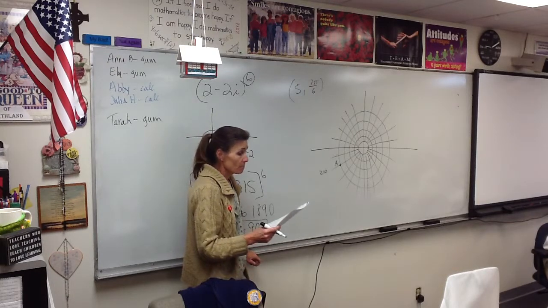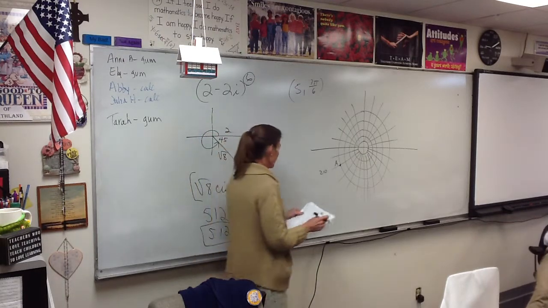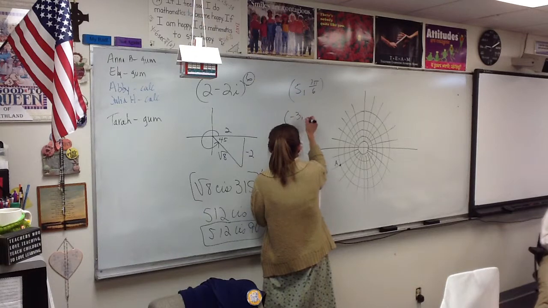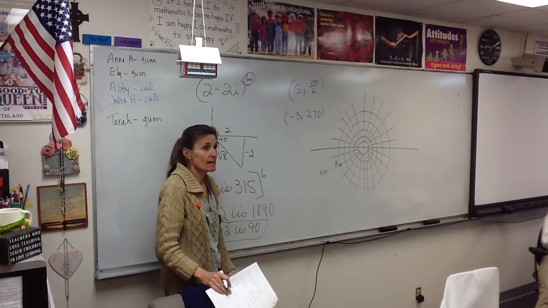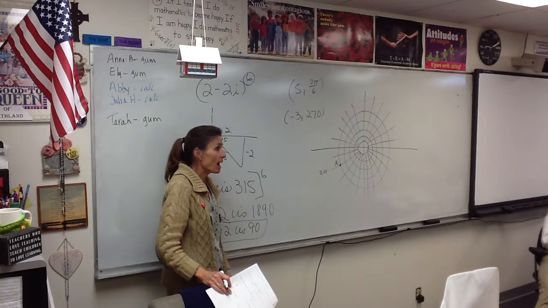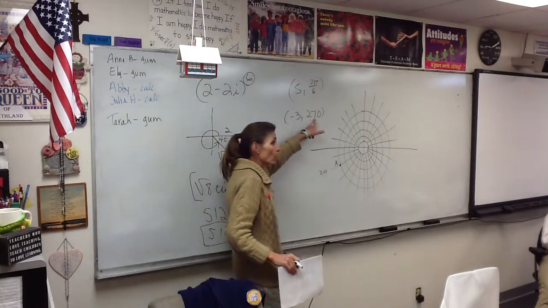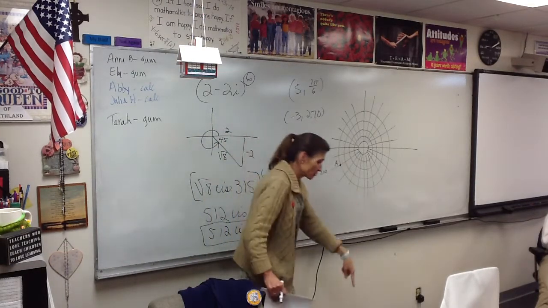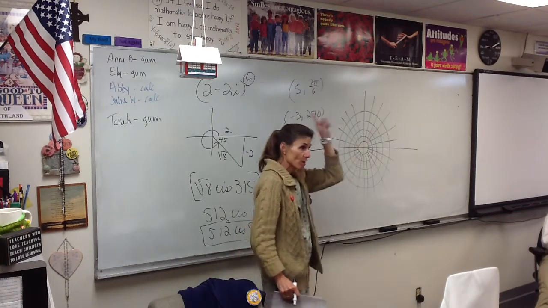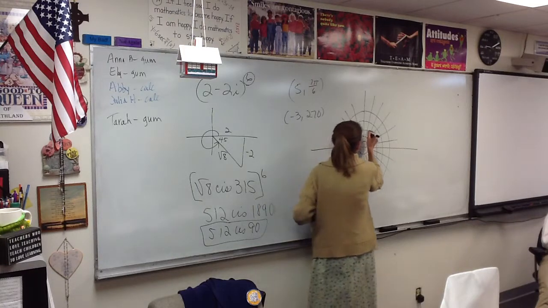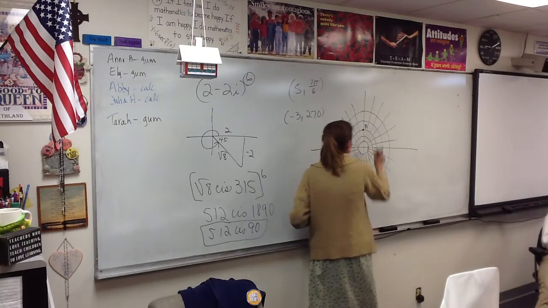Now, B, I got tricky again. What does it mean when you make the radius negative? The opposite angle. Now, where's this angle? Straight down, right? What's opposite of straight down? Straight up. So we're going to plot that on the 3rd circle at 90 degrees.